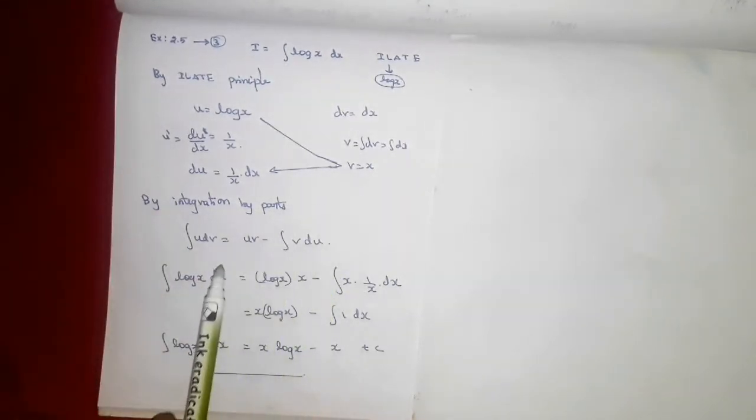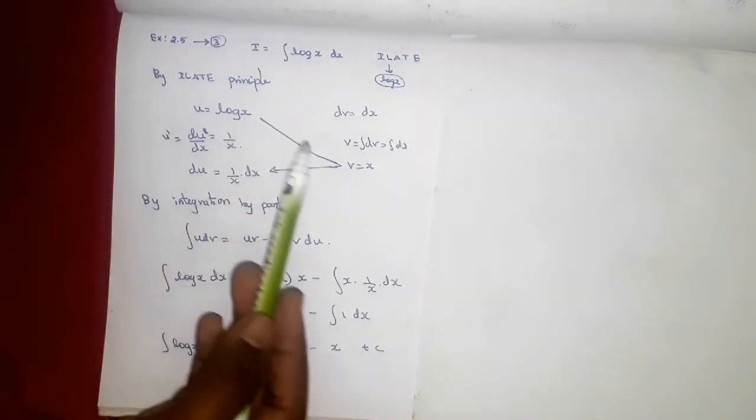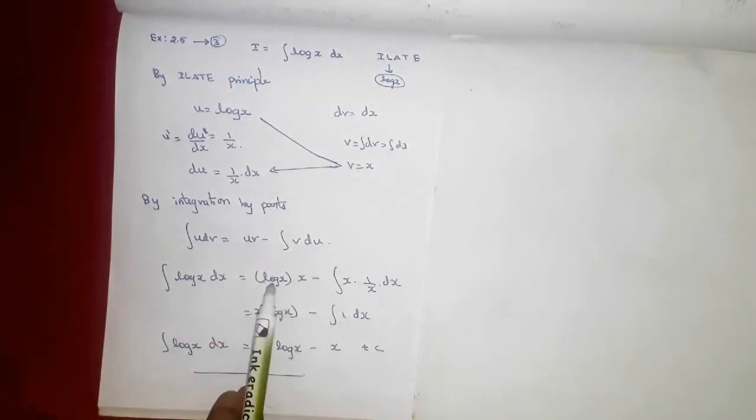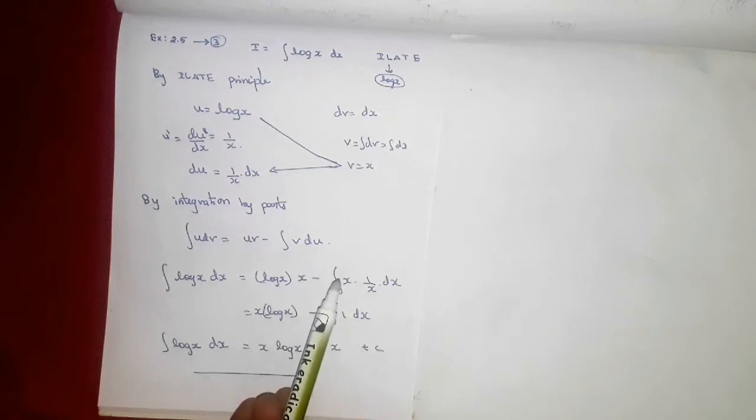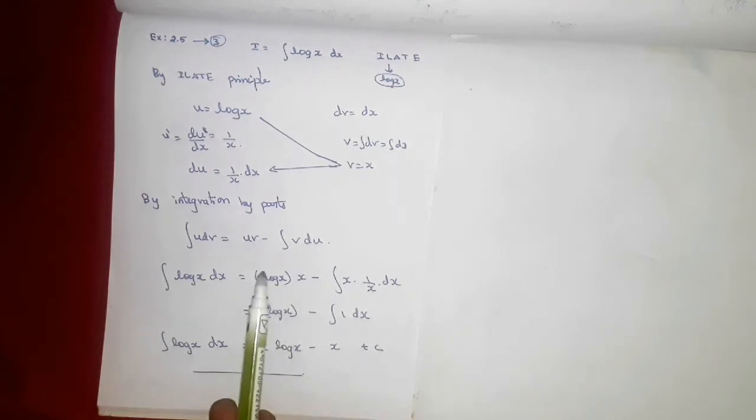Now go back to the formula and apply the values. Integral u dv, where u is log x and dv is dx, equals uv, that is log x into the v answer x, so log x into x, minus integral v du. The v answer is x into du answer 1 by x into dx, that I am substituting. This x and this x will be cancelled. So we will have 1 dx. Whenever you integrate a number, the answer is number into x. So 1 integrated gives 1 into x, so x. Already there is a minus sign, so minus x. This x I keep in the front. So x log x minus x plus c.